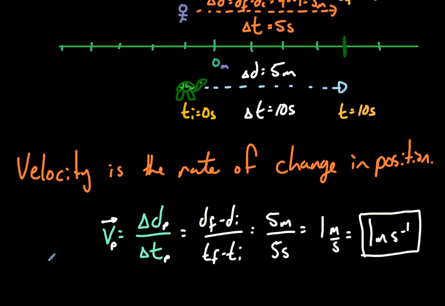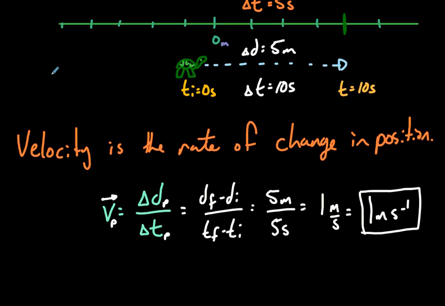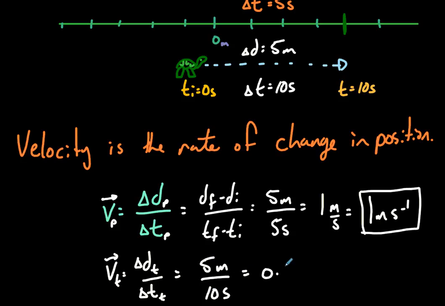Just to reinforce this idea, I think you can already see where we're going to go, but let's just do the turtle really fast. The velocity of the turtle is the change in position of the turtle over the time it took the turtle to do the change. So for the turtle, it still went 5 meters. However, it took it 10 seconds. So it's 0.5 meters per second. So the turtle is moving at half the velocity of the person, okay?